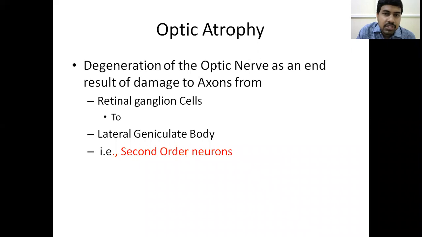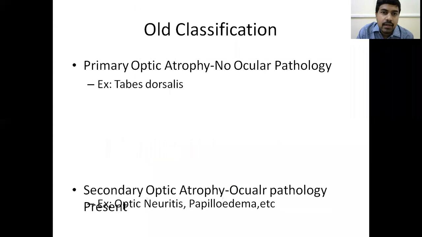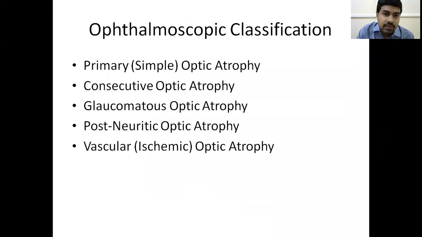So the optic atrophy definition will be like this: degeneration of the optic nerve as an end result of damage to axons of retinal ganglion cells up to the lateral geniculate body, or simply you can write second order neurons. Degeneration of the optic nerve as an end result of damage to axons. So this is the definition. So the definition you will write. Next is the ophthalmoscopic classification you have to write.